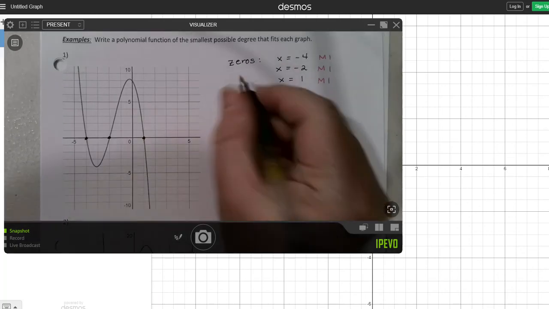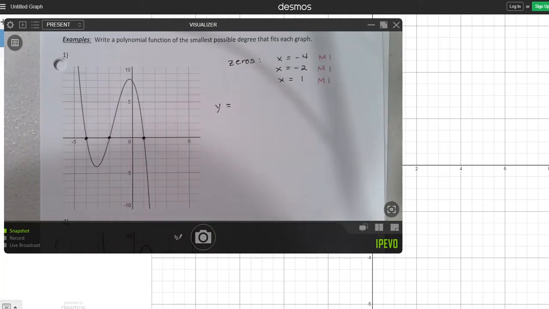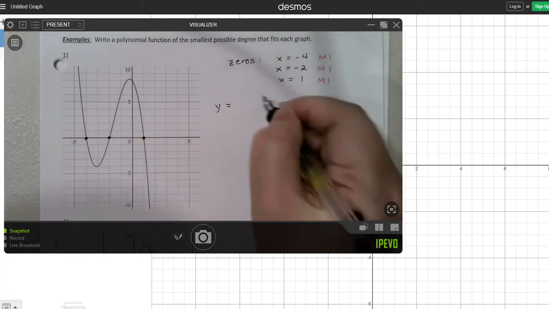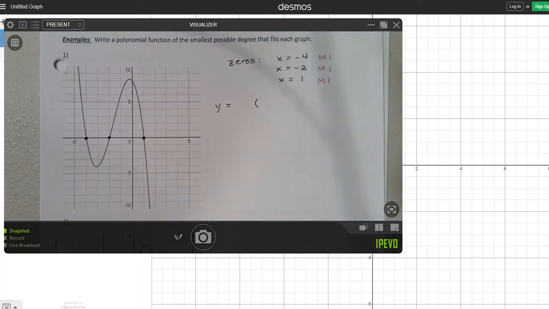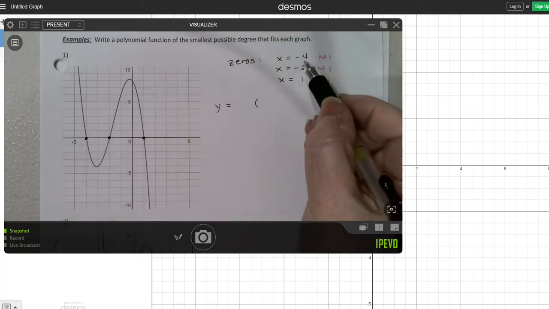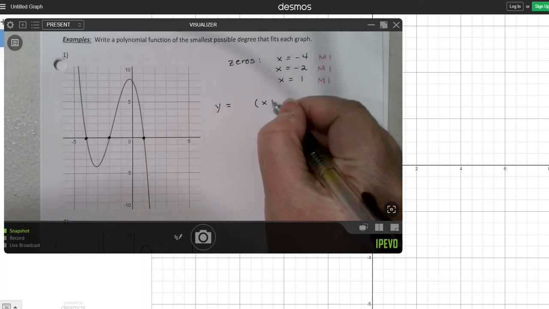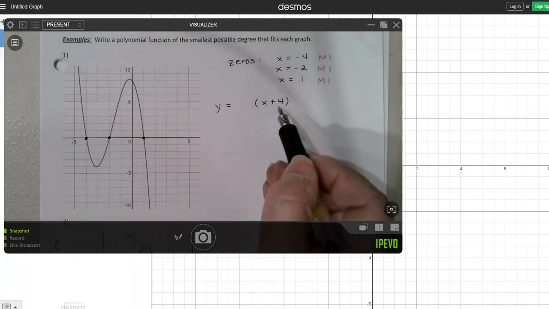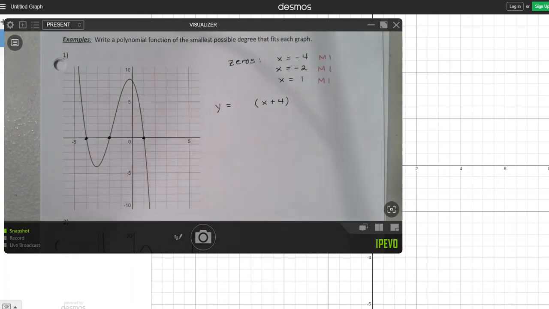All right, that means that this function could be y equals, and I'm going to leave myself a little space here, and then I'm going to start writing down factors. If -4 is a 0, x plus 4 must have been a factor, right? That way when I set this equal to 0, I get x equals -4.